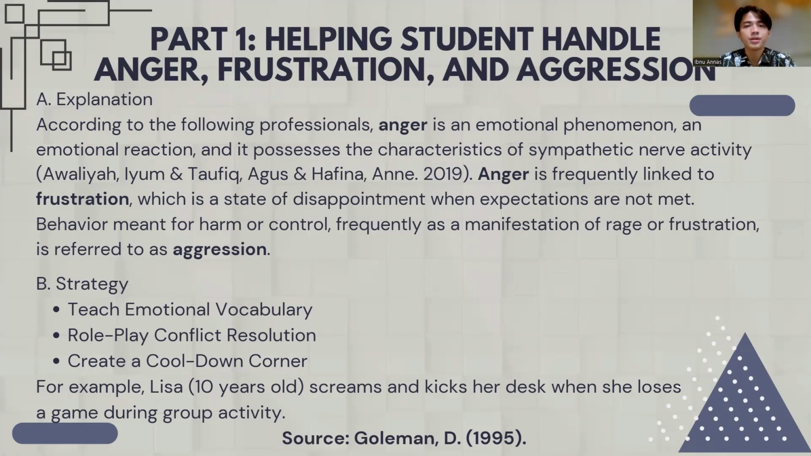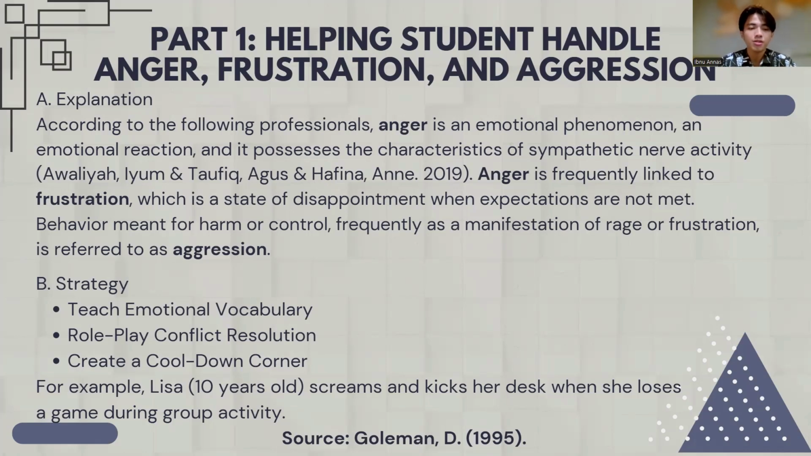These are simple tools we can use to handle students' anger, frustration, and aggression. First, teach emotional vocabulary like annoyed, worried, or overwhelmed, so kids can label their feelings accurately. The second one is role-play conflict resolution. Act out a disagreement, then pause it and ask the students what calm words could be used instead. And the last is a cool-down corner, a quiet spot with stress balls, coloring sheets, or breathing cards, so the student can go there before emotions explode.